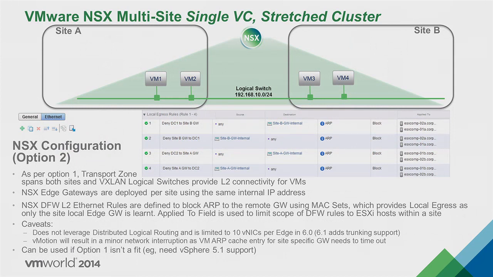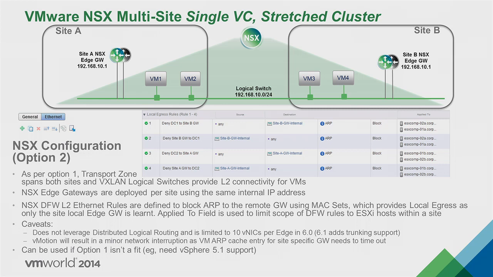Option 2 is another approach for leveraging NSX. I'll try to cover this one briefly because it's not our recommended approach. Basically, we have a transport zone and logical switches that again span both sites. In this case, we deploy NSX edges at both sites using the same IP addresses. So you'll see they're both using an internal address of 192.168.10.1, and they're connected to the same logical switch. This is different than the previous slide, where the edges were actually on different uplink networks entirely.